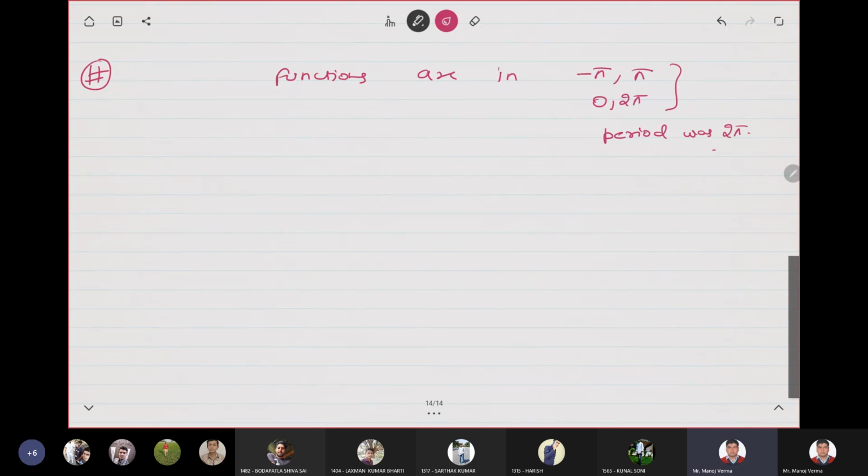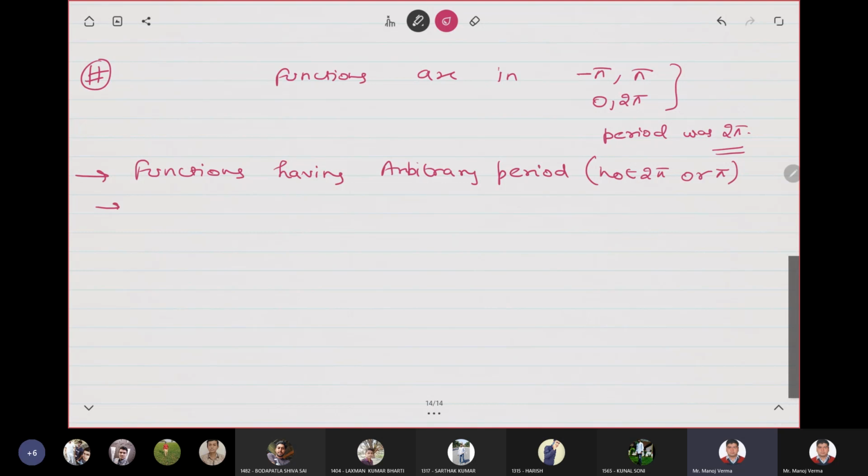In both these types of limits, the period was 2 pi. Now suppose we want to perform Fourier series expansion of functions having arbitrary period, whose period was not 2 pi or even pi, because we have already done half range series, in which pi was the period. For functions with an arbitrary period, the simplification we require is that we have to change the intervals first, and then we can find the Fourier series expansion of those functions.